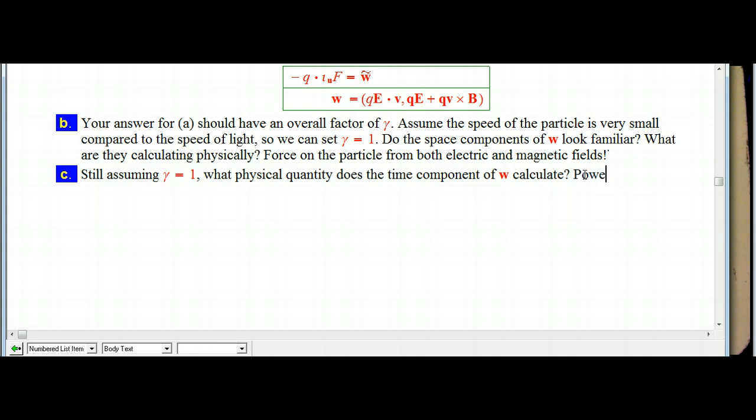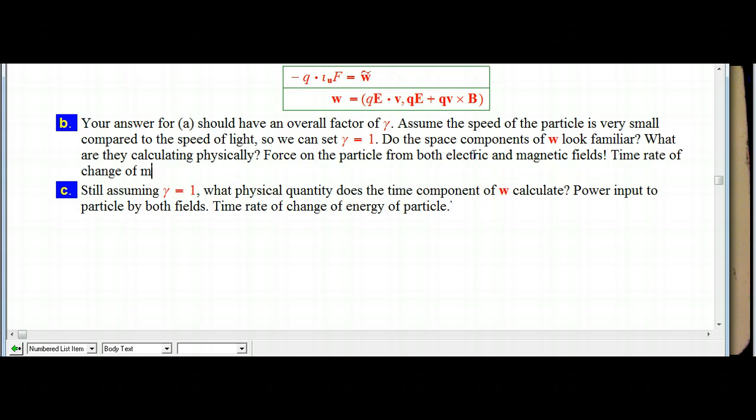That calculates the power input to the particle by the E field. Remember, the B field doesn't input any power because the force is perpendicular to the velocity. So it's still by both fields, it's just that the B field never actually does anything. Or in other words, it's the time rate of change of the energy of the particle. That's really cool, because if we go back here, force is equal to the time rate of change of the momentum of the particle.